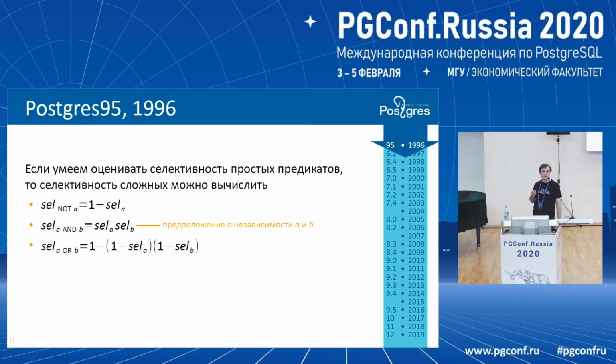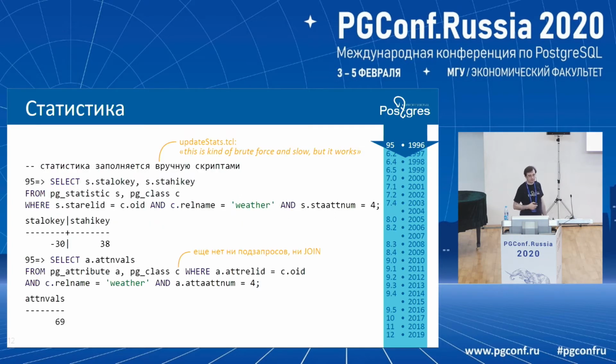I would just like to draw your attention to the fact that these formulas mean independence of data in different columns and attributes. If there is a certain dependence between the data, then the formula will give us wrong results, and we will see later what can be done about it.